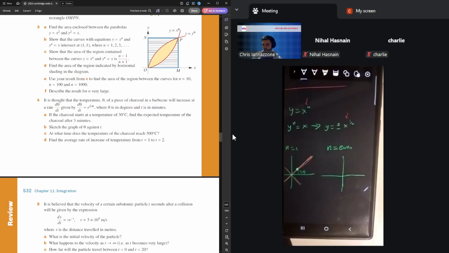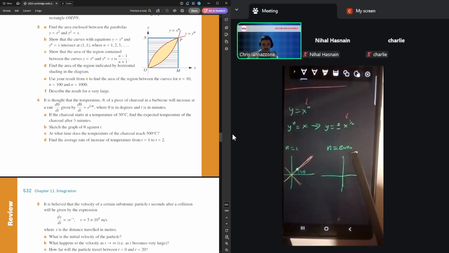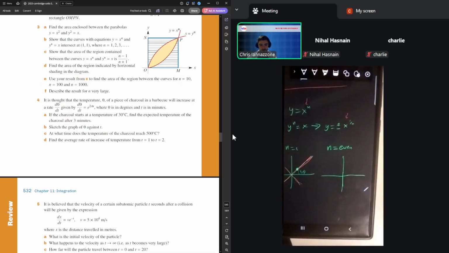So we're basically exploring. It told us to prove that the curves y = x^n and y^n = x all intersect at the same spot. So what we're doing now is essentially exploring the options. We looked at n equals 1, now we're looking at what happens if n is an even number. So specifically for y equals x power of n, if n is only allowed to be positive even, what's the overall shape that it has to be?